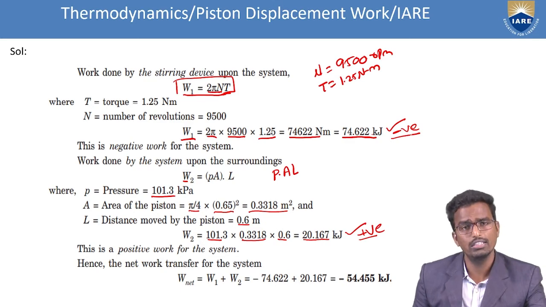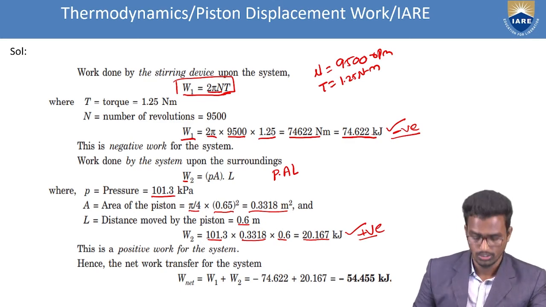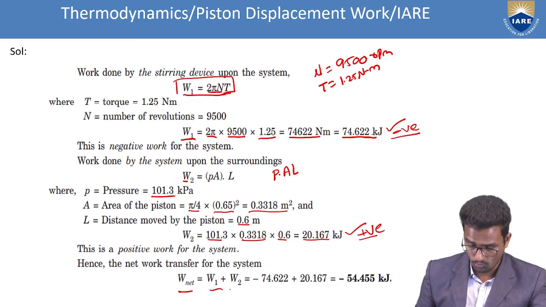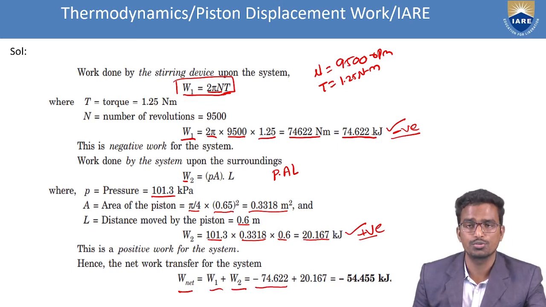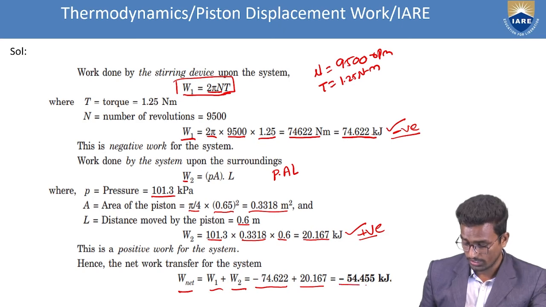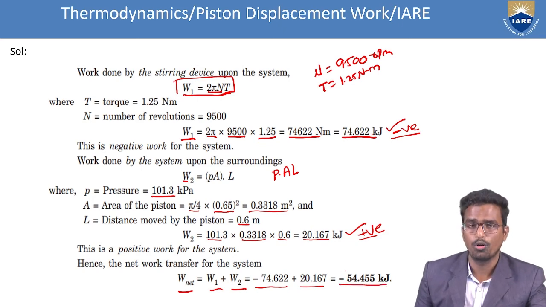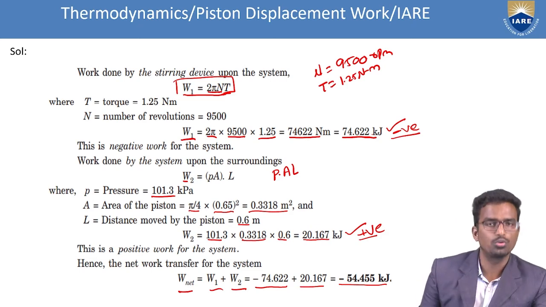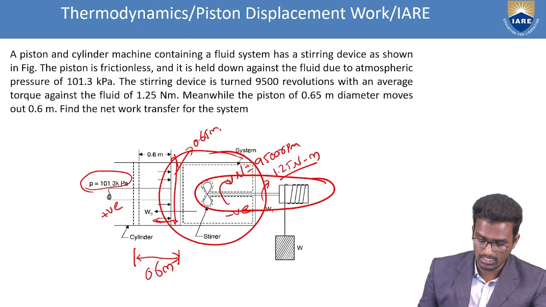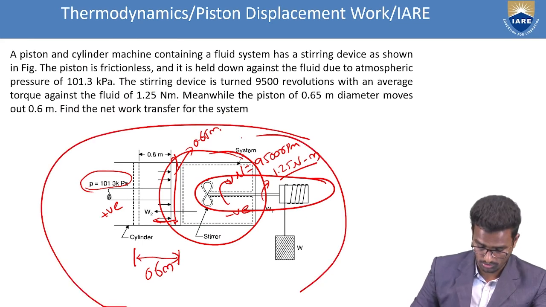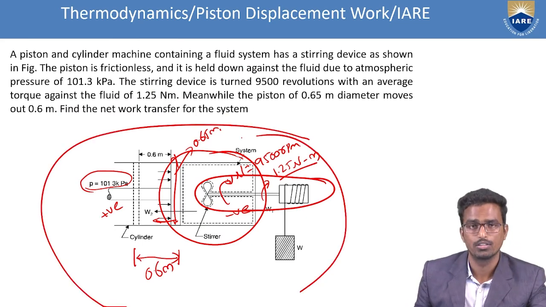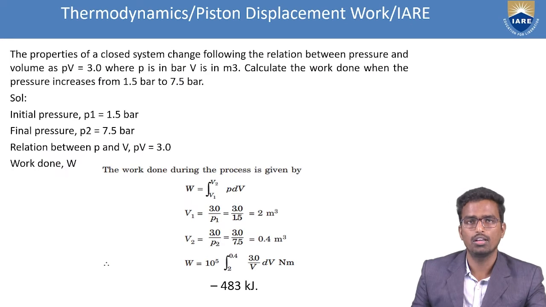Now what is the total work? The summation of both. So net work is W1 plus W2. W1 is minus 74.622 and W2 is 20.167. So the total value of net work is minus 54.55 kilojoules. Okay, this is the total net work done by the stirring and the piston cylinder mechanism. Right? This is the second example for that one.